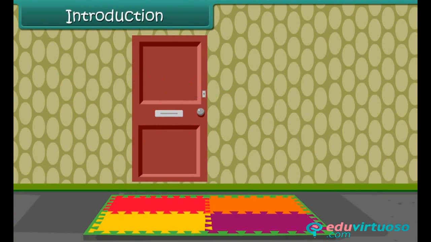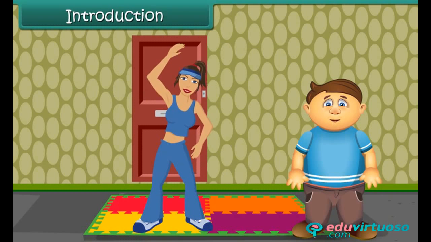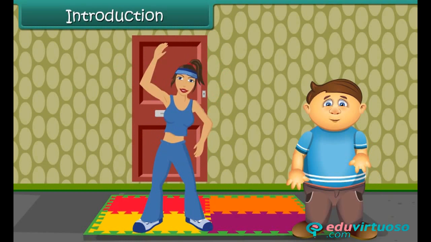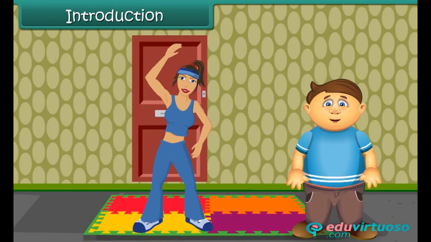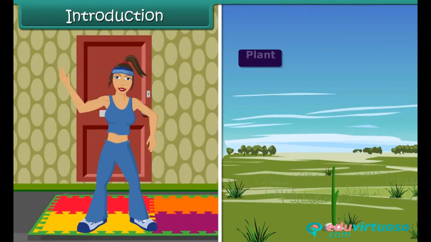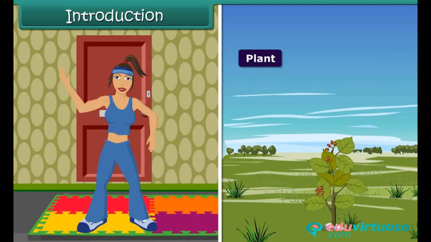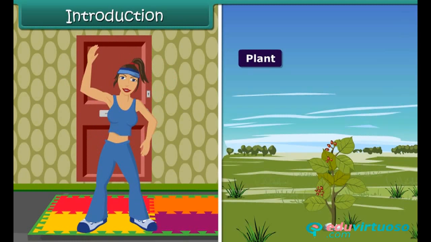Introduction. Hello friends, I am your friend Rahul. As we all know, our body is made up of several parts. Each part of our body has its assigned job. Similar to our body, a plant also has several parts in its body. Let's learn about parts of a plant and their functions in detail.